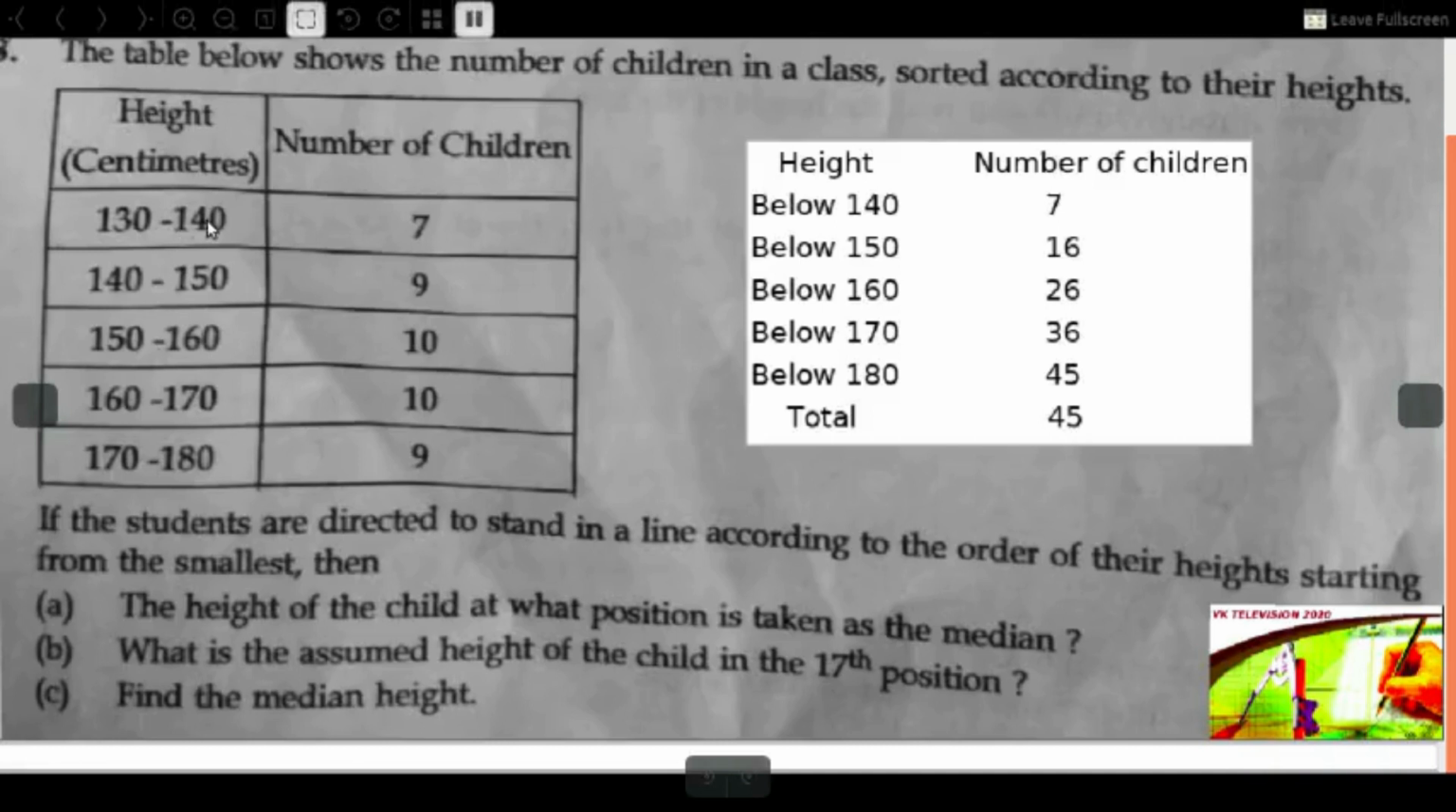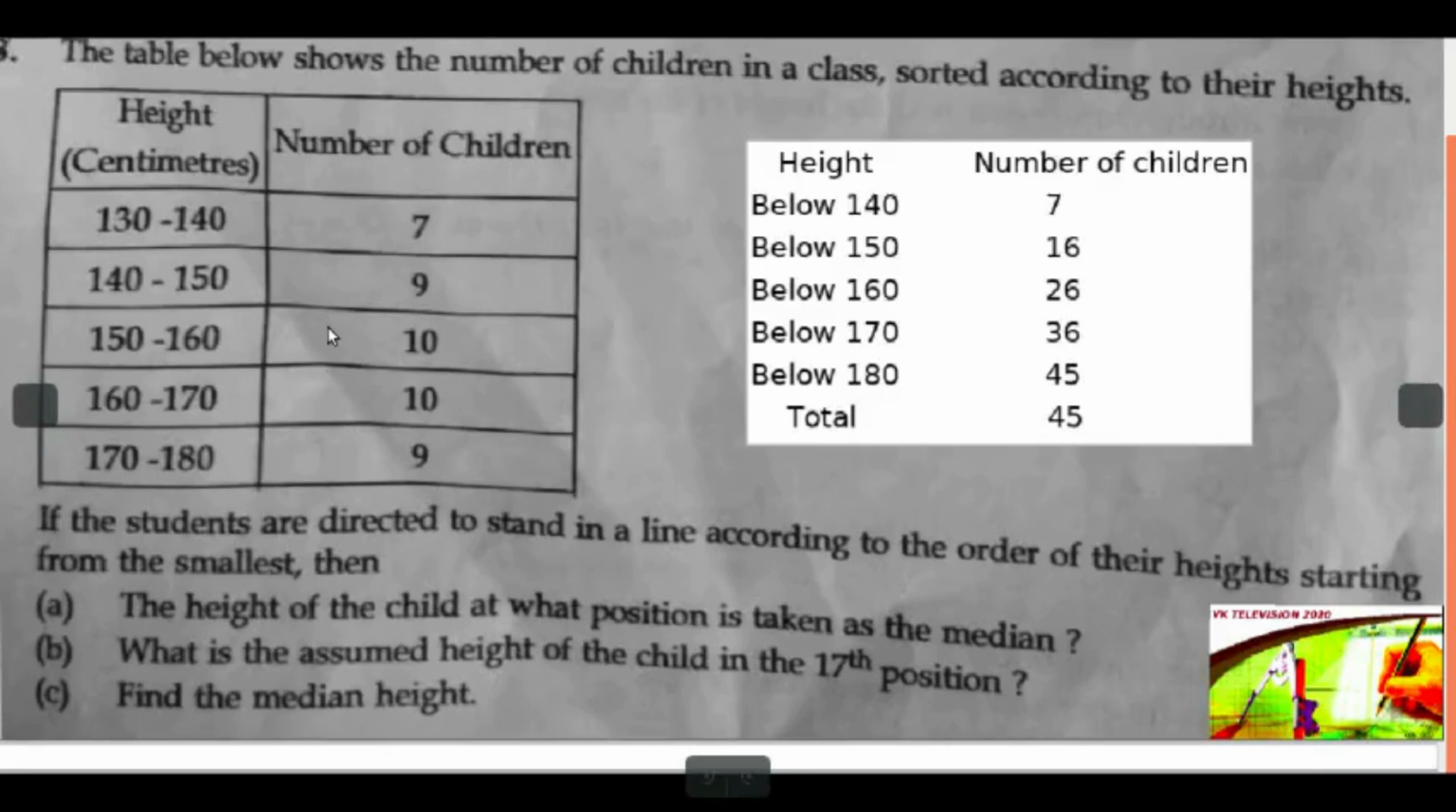We first write below 140, below 150, below 160, below 170, below 180. Then we first number 7. Then 7 plus 9 is 16. 16 plus 10 is 26. 26 plus 10 is 36. 36 plus 9 is equal to 45. We add all these numbers, that is equal to 45. So we have 45 students.